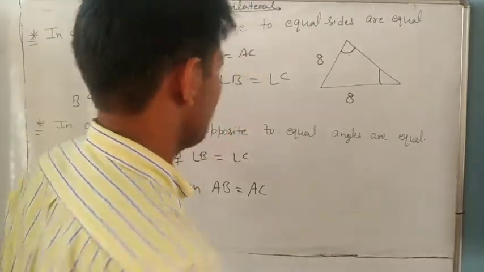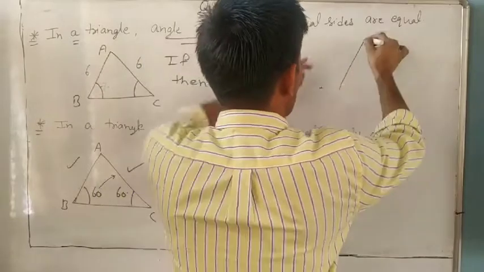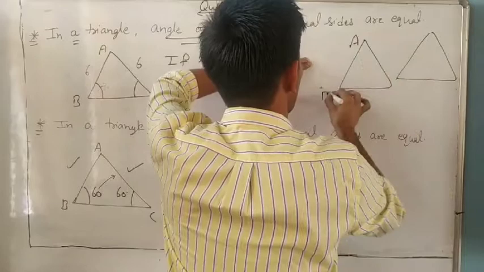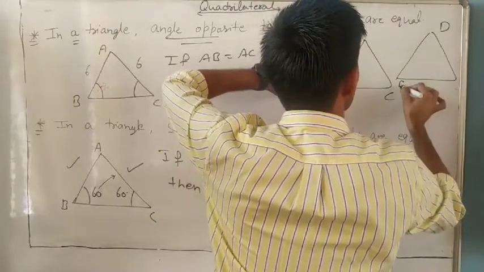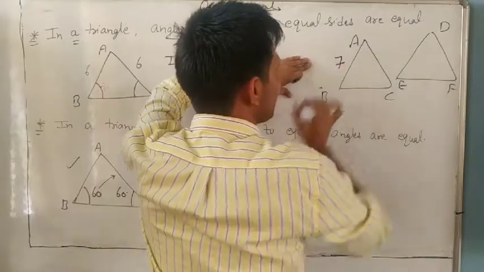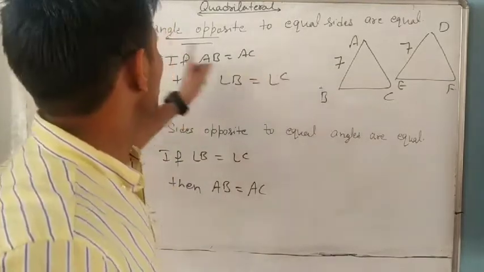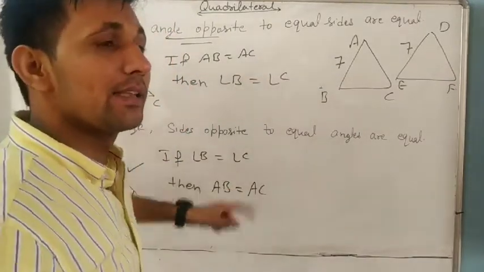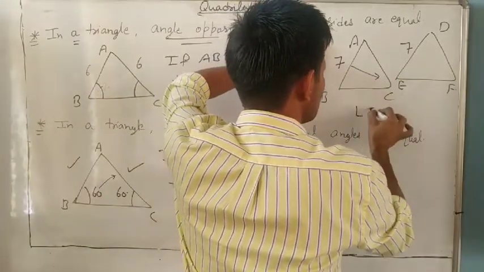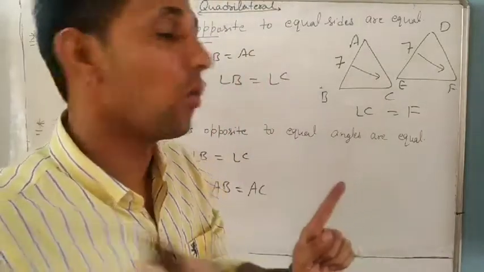But one more thing: if two triangles are given, suppose triangles ABC and DEF. We are taking two triangles. I say AB is 7 centimeter and DE is also 7 centimeter. What I told you, if sides are equal, then opposite angles are equal. So opposite of this one is angle C and opposite of this one is angle F. Are they equal? No, never.